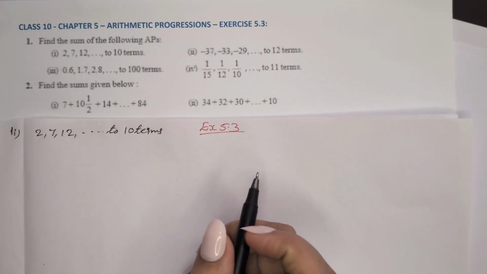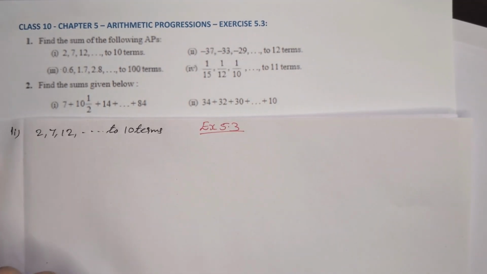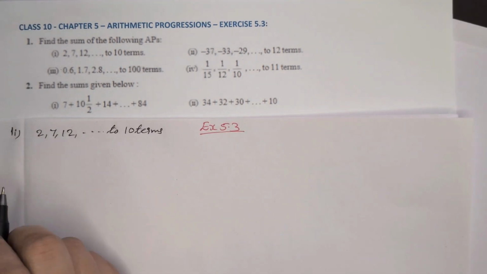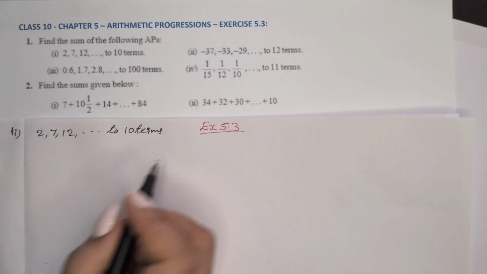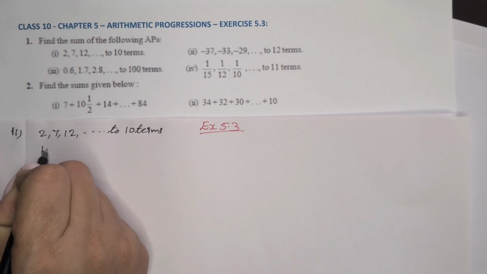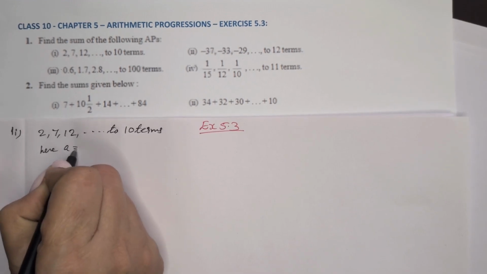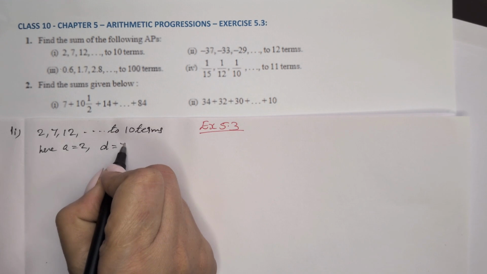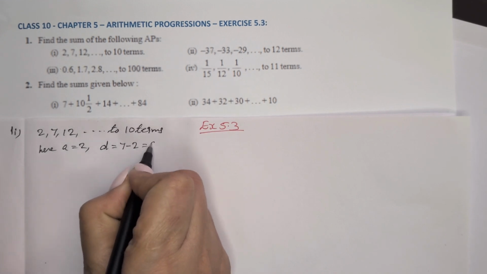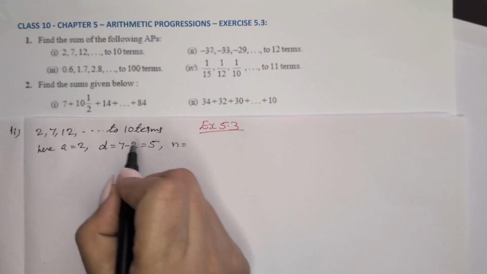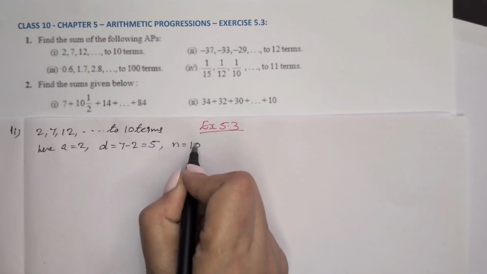Exercise 5.3. First question. Find the sum of the following APs. First one: 2, 7, 12, to 10 terms. So we can take from here a is equal to 2, d is the common difference, that means second term minus first one, 7 minus 2, 5. And n is equal to 10 terms, it's given. So n is equal to 10.